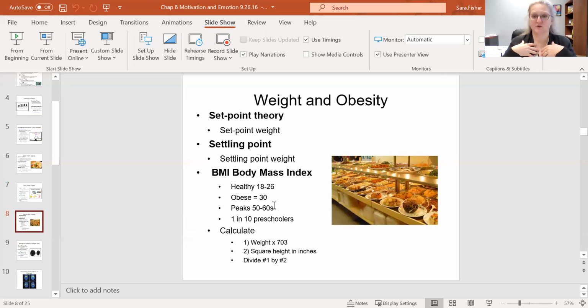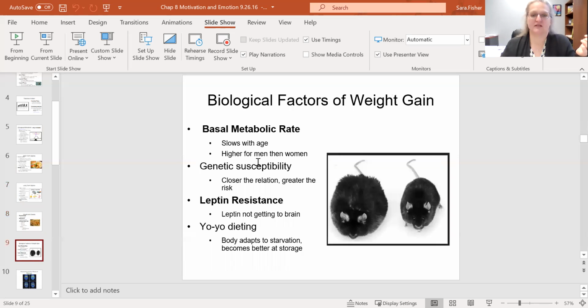So I'm getting close to my 50s, and I'm only going to gain so much more weight, because after you get to that decade, your smell diminishes, your sense of taste diminishes, and it becomes harder to keep weight on after you get to that point. But that's your settling point.